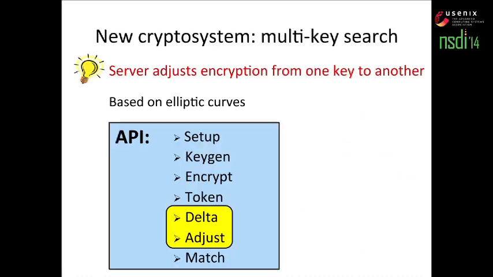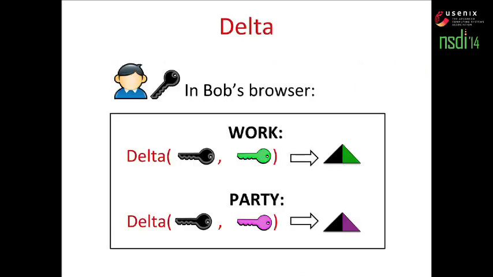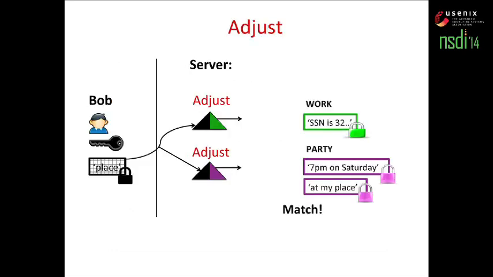For that, we provide a new encryption scheme, which we call multi-key search. The idea here is that the server adjusts the encryption of the data from one key to another key. And this crypto system is based on elliptic curve mathematics. I won't tell you how it works, but here's the API. And let me tell you about the more unique parts of the API. Delta and adjust. Deltas get generated in a user's browser. For each of the chats that Bob is involved in, he generates a delta from his key to the key of the chat and gives the delta to the server. So he has a delta from the black key to the green key and a delta from the black key to the purple key.